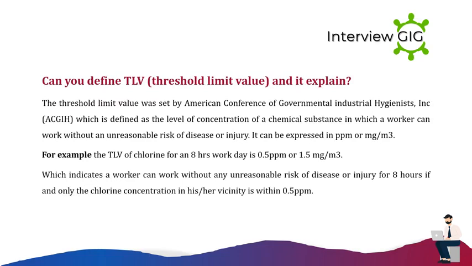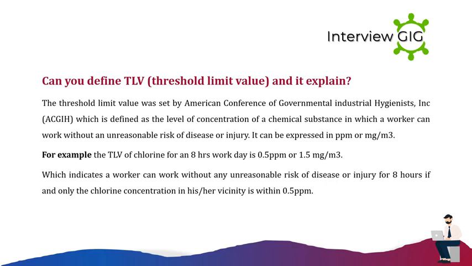Can you define TLV, threshold limit value, and explain it? The threshold limit value was set by the American Conference of Governmental Industrial Hygienists, Inc., ACGIH, which is defined as the level of concentration of a chemical substance in which a worker can work without an unreasonable risk of disease or injury. It can be expressed in ppm or milligram per cubic meter.